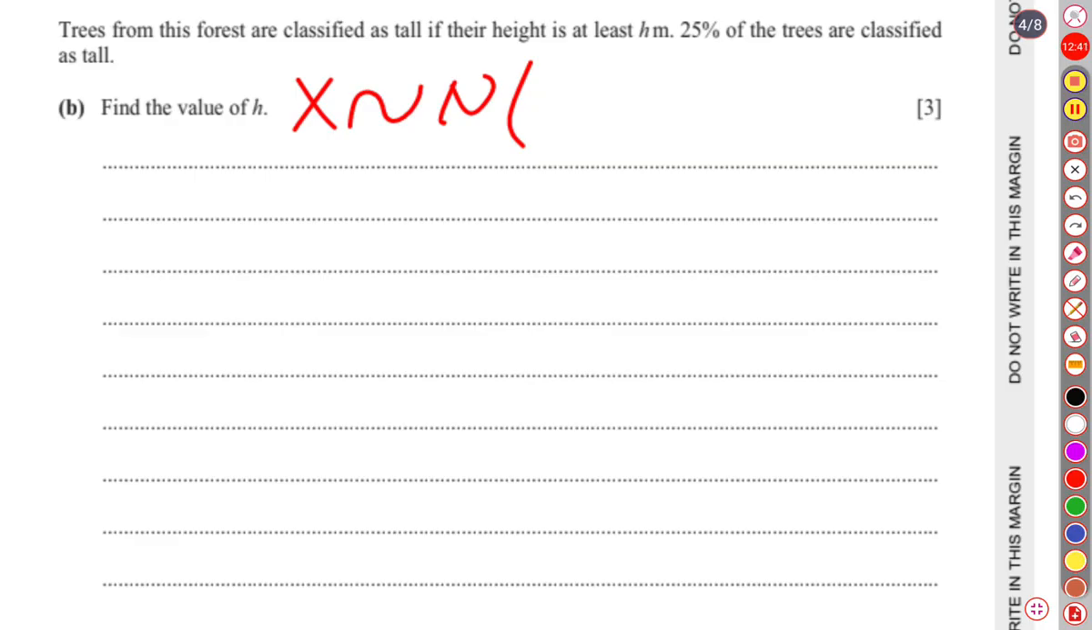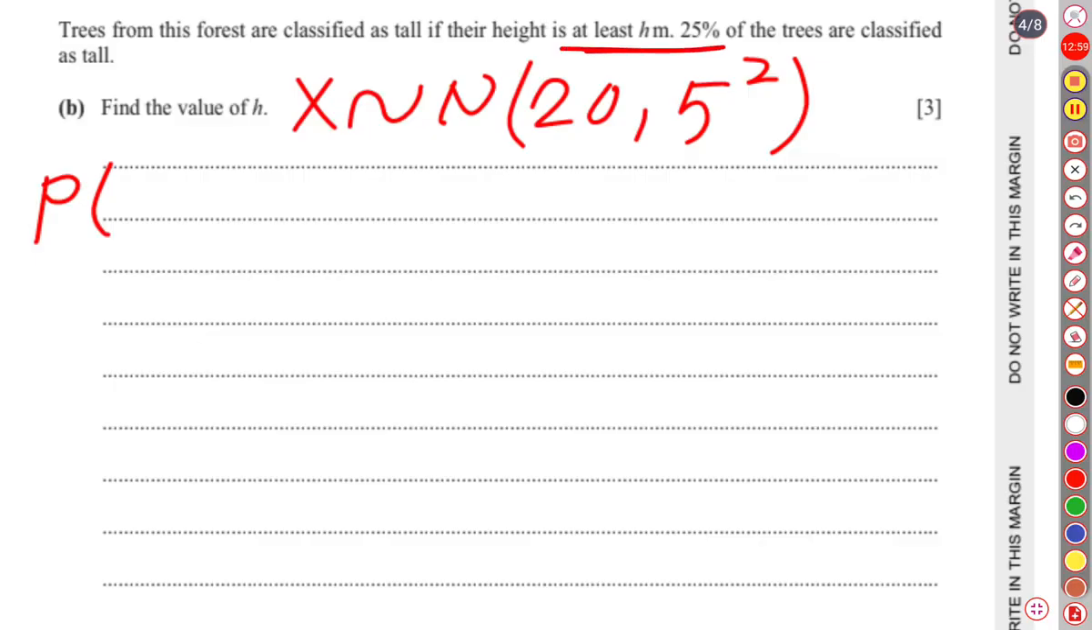Parameters were: mean was 20 and variance was 5 squared, which means the standard deviation was 5. Now they have told that the probability of x is, look at this, at least h meter. That means their height is at least h meter. So what does at least mean? It will be either more than or equal to h meter, and the probability is given as 25%, which means 0.25.